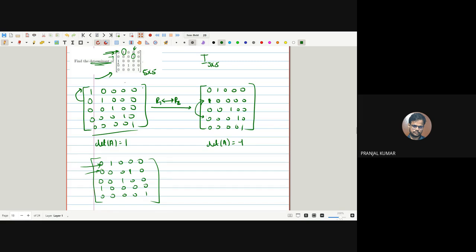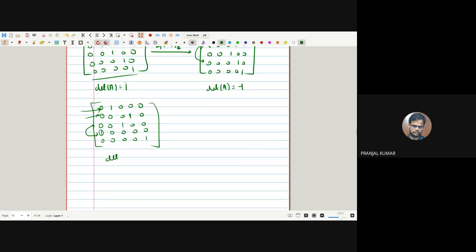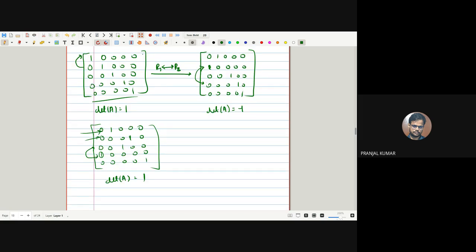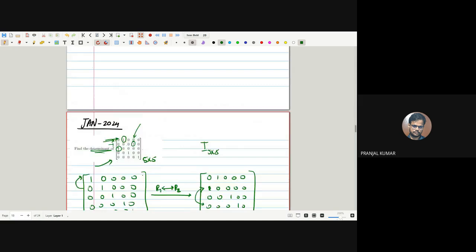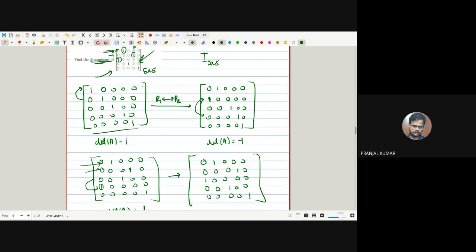Now what about this? I want a 1 here, but my 1 is here. So can I switch these two rows? What is the determinant right now? It is again 1. Yes or no? Now I need to switch these two rows to bring a 1 here. So it would become 0 1 0 0 0, 0 0 0 1 0, 1 0 0 0 0, 0 0 1 0 0, 0 0 0 0 1. Now is my matrix same as this matrix? Yes, it is.